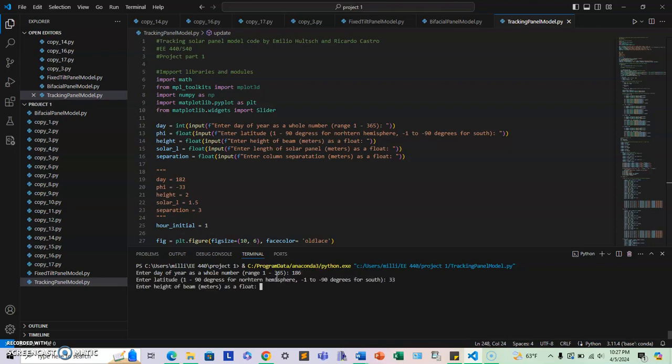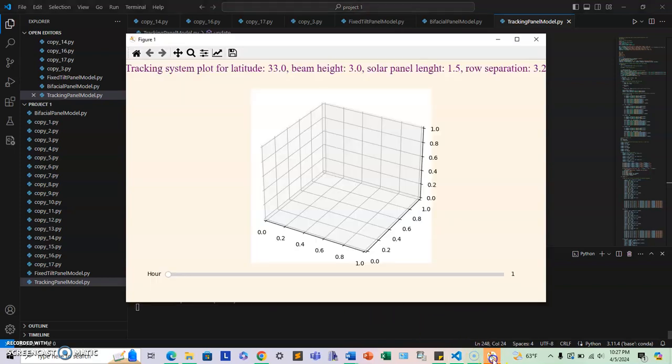Here in Las Cruces, 33 degrees north. Height of the beam, 3 meters. Length of the beam, I don't know, 1.5 meters. Separation, give me 3.2 meters. It can be float, it can be integer.